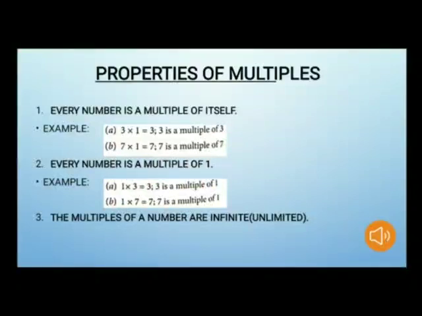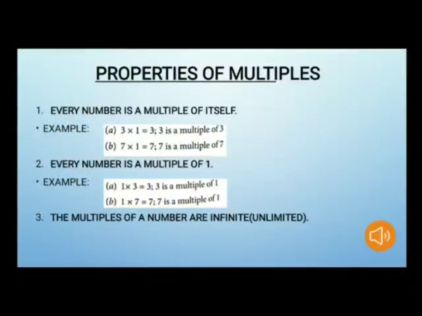Now, the second property. Every number is a multiple of 1. Example, 1 multiplied by 3 equals 3. 3 is a multiple of 1. 1 multiplied by 7 equals 7. It says 7 is a multiple of 1.